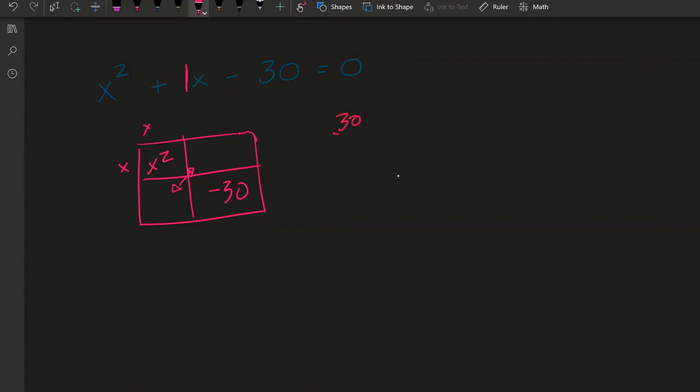So if I start thinking about 30, that could be 1 and 30, or 2 and 15, or 3 and 10. 4 doesn't go into it, but 5 does. And what I see here is that 5 and 6 are only 1 away from each other. So if I add them together, I would get 11, but if I subtract them, I would get 1. So let's go ahead and take a look at those. If I put a 5 here and a 6 here, multiplying those would give me +30. I wish it was -30 though, so I have to make one of them a negative.